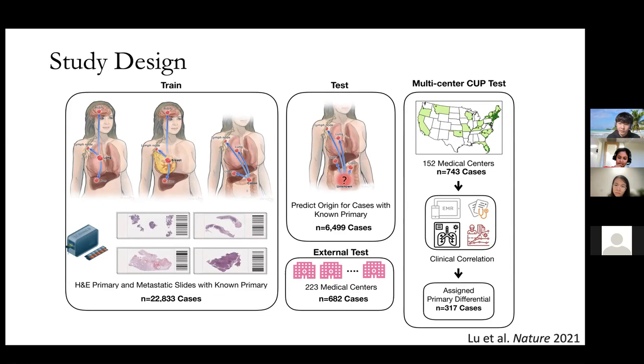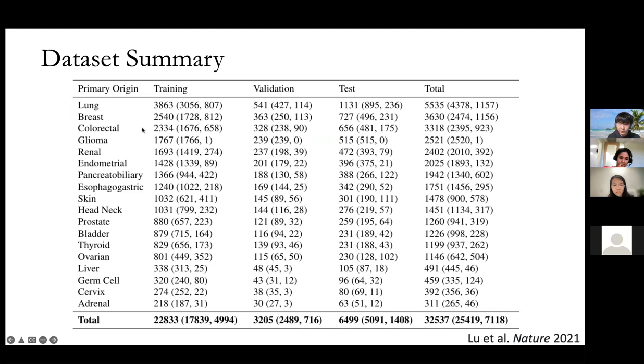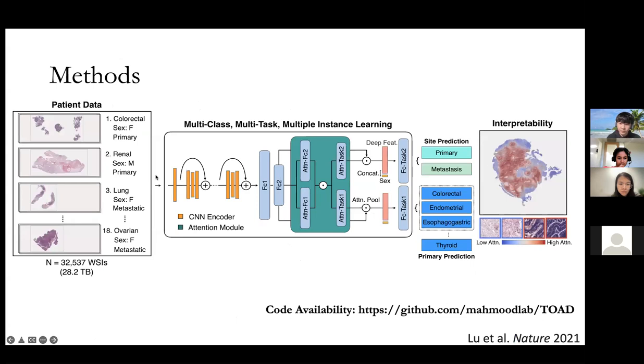So in total, we used around 32,000 whole slide images from TCGA, CPTAC, and our in-house pathology database. Shown on this slide, each bracket indicates the number of primary and metastatic sites respectively for each of the 18 primary origins that we considered. Our method, as mentioned, uses weakly supervised learning, so it does not require any manual annotations, and will just directly operate on whole slide images using the slide-level labels. For classification, we use both the patient's gender in addition to information from the histology slide to make a prediction for both the primary origin as well as whether the tumor is metastatic or primary. And you can once again find the code available on our GitHub page.